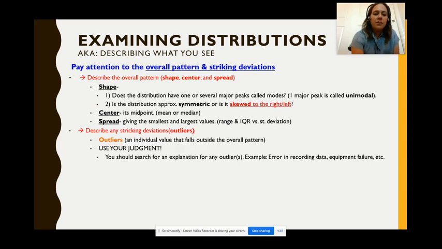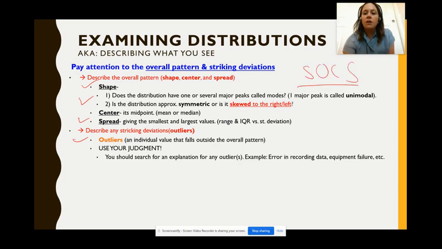We reference the shape, the center, and the spread, as well as outliers when we're talking about those key features. A lot of people in AP, you will hear reference the acronym SOCS. If you remember that, and you always reference those pieces, it stands for shape, outlier, center, spread. The order doesn't matter, but talking about each of them does.